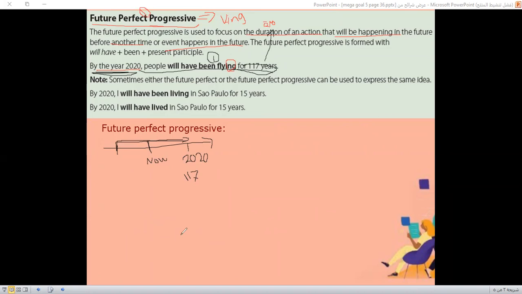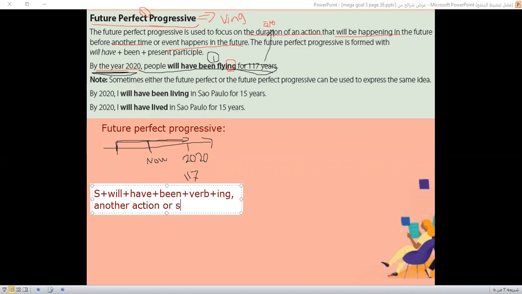Thank you. Okay, let's write an example here. How many years? I will help you with the example. Before the example, let's write the formula: subject plus will have, then verb with ing. After that, you might have another action or specific time.